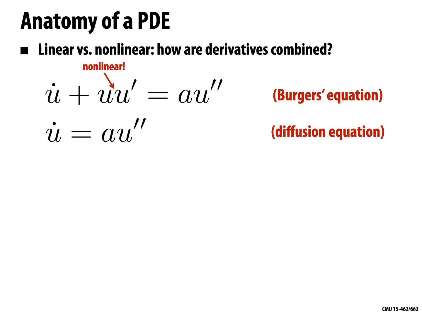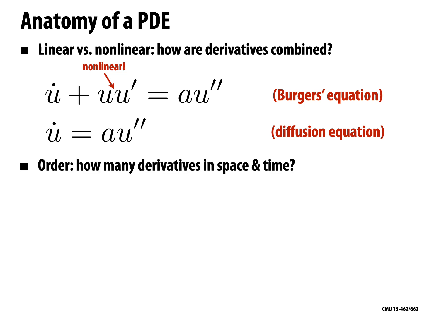Right? In Burgers' equation, we have this nonlinearity of u times u prime. So it's kind of quadratic in u. The diffusion equation, on the other hand, is linear. We have one instance of the time derivative of u on the left side. We've got two space derivatives of u on the right side, and then we just have a constant alpha. Okay? So linear equations generally easier to solve.